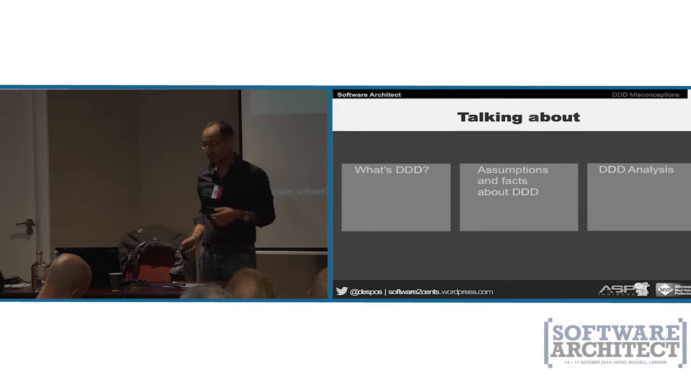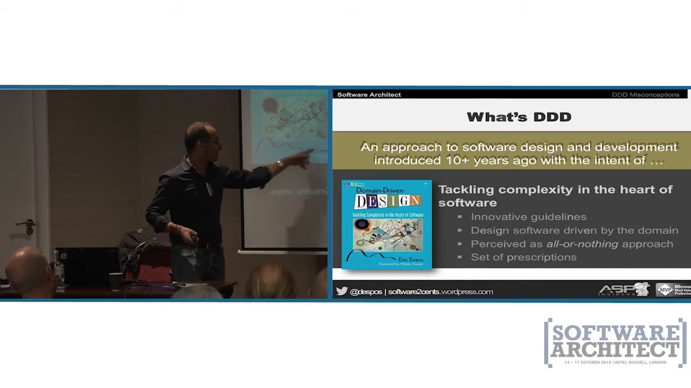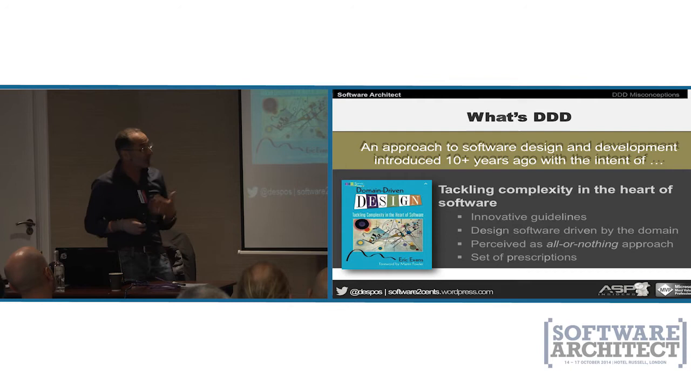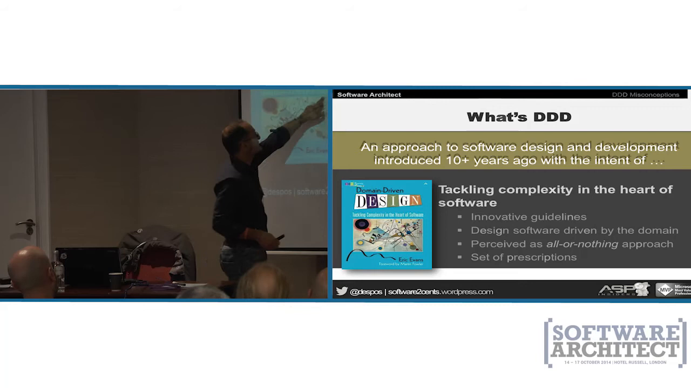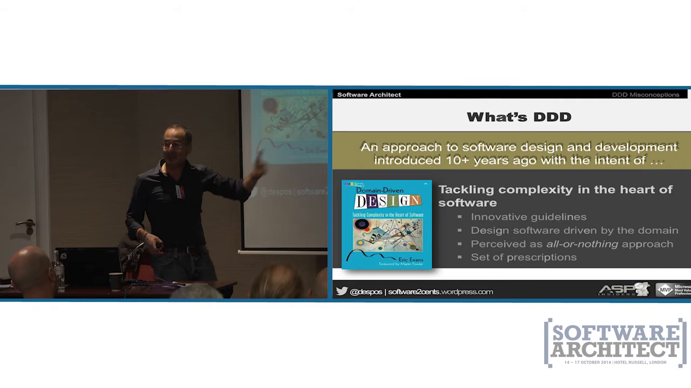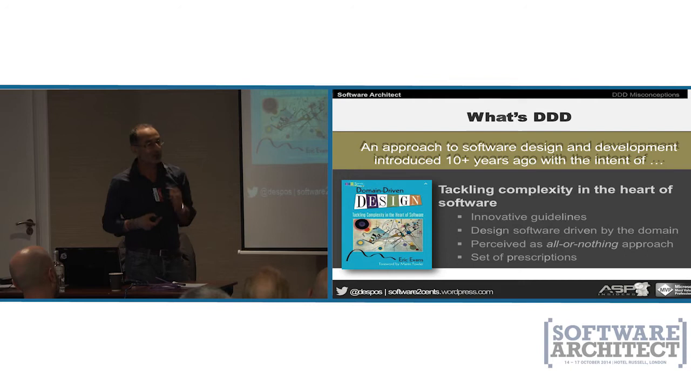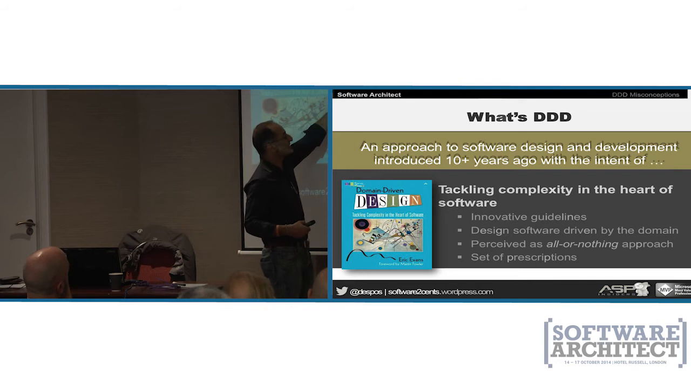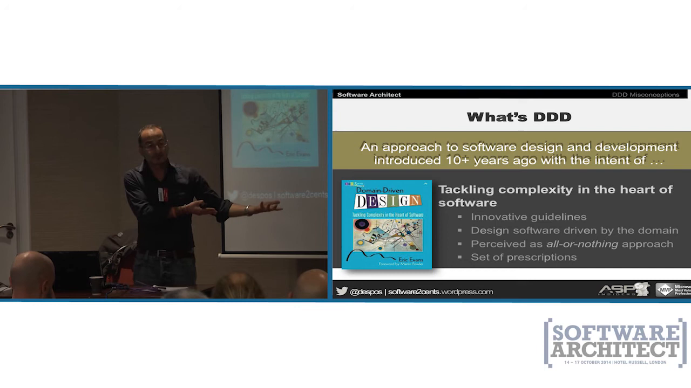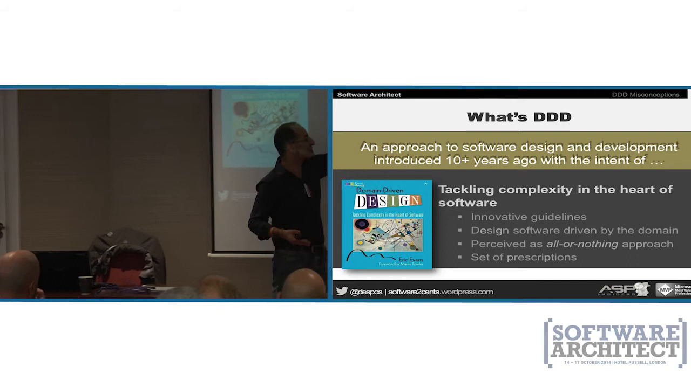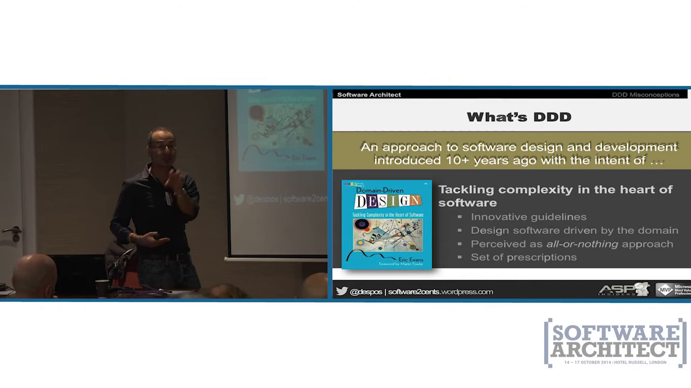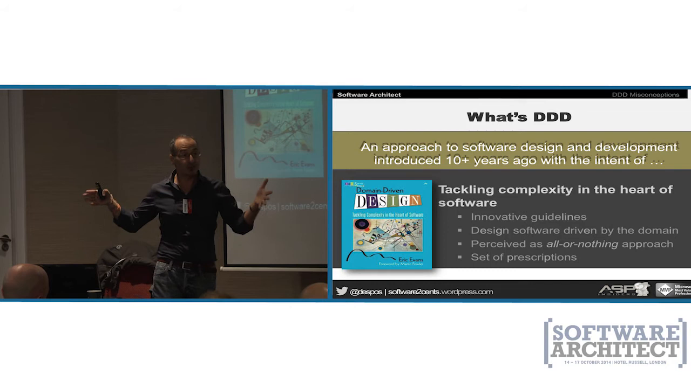What's DDD? Domain-driven design, the blue book from Eric Evans. It came out some 10 years ago, and it was a milestone because, as the subtitle of the book says, it was supposed to give guidance, extremely well-defined, step by step, on how to tackle complexity right in the heart of software. The book contains innovative guidelines. It says something that nobody had said before, original in this regard, about designing software driven by the characteristics of the business domain, because we write software just to mimic a piece of the real world. We are copycatting, in a way.